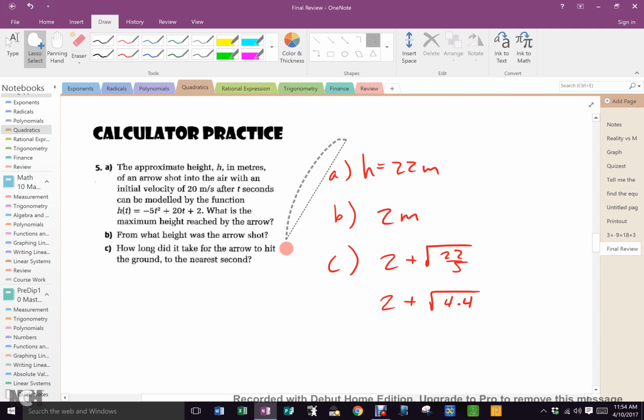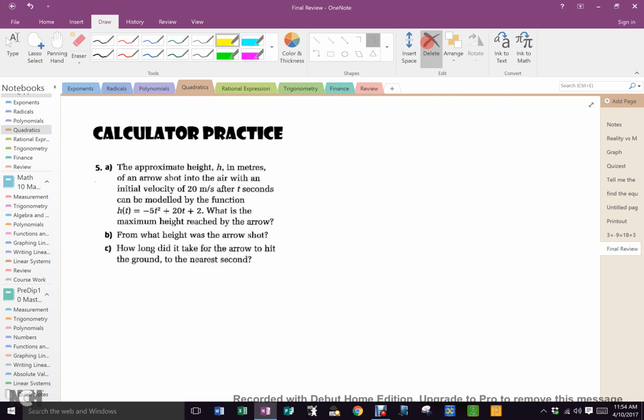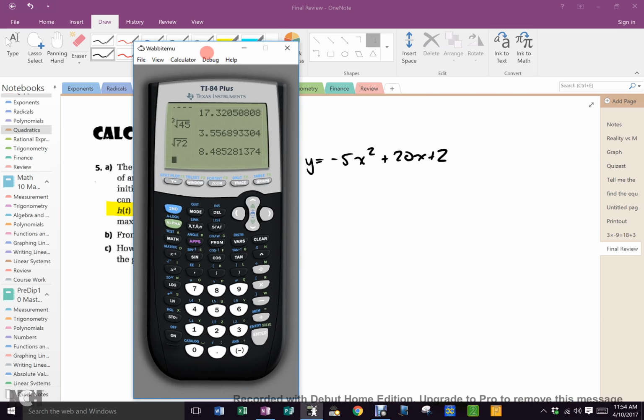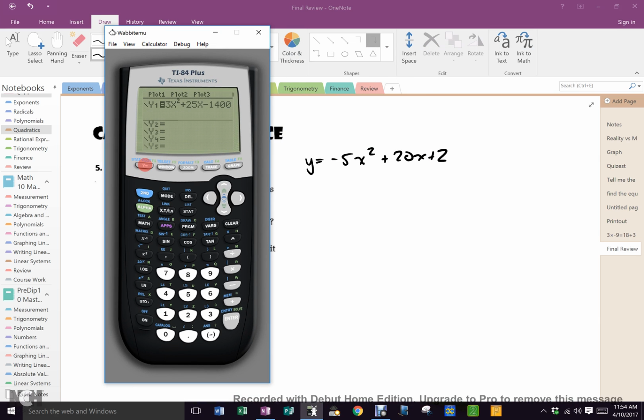This one, I call it calculator practice, so let's go ahead and do that. This is the formula you have. Now you have to use y's and x's. So it's y equals negative 5x squared plus 20x plus 2. So I can punch that into my calculator, which I'm going to bring up on the screen because I called this calculator practice. So I go to y, and I do negative 5x squared plus 20x plus 2.